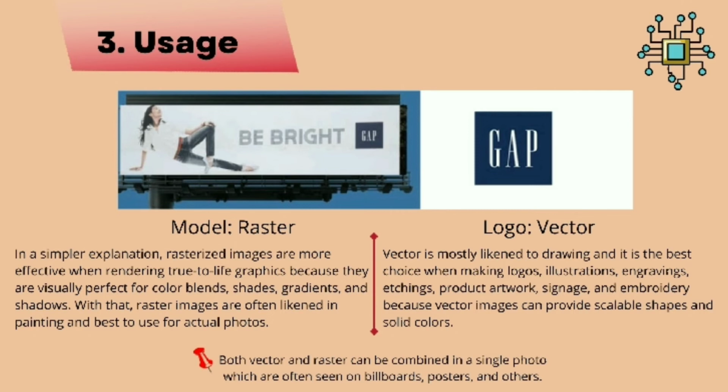But both vector and raster can be combined in a single photo, which are often seen on billboards, posters, and others. One of the examples where raster and vector were used in a single photo is this example photo, specifically a billboard at this presentation. As you can see, both were used for the photo. The graphic used for the model was raster because with raster, an editor can edit the photograph's color, brightness, etc.